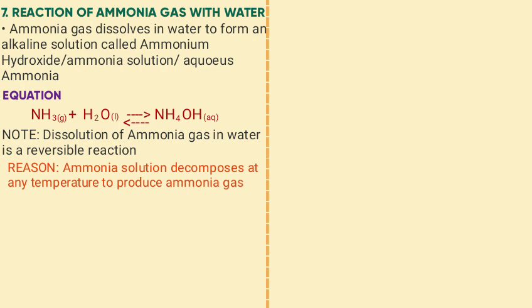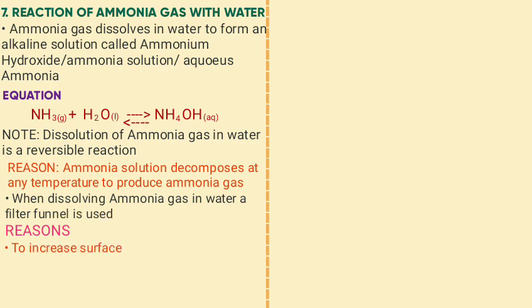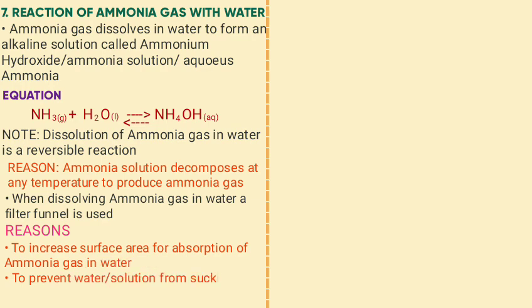Now, when dissolving ammonia gas in water, a filter funnel is used. Reason: 1. To increase the surface area for absorption of ammonia gas in water. 2. To prevent water from sucking back into the flask. Now, the high solubility of ammonia gas is demonstrated using fountain experiments.